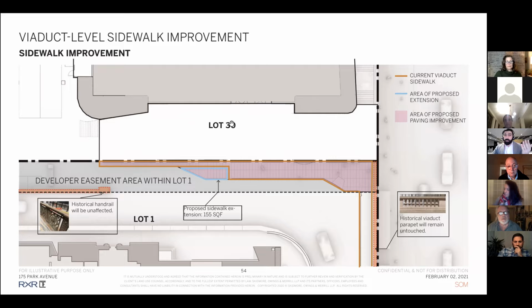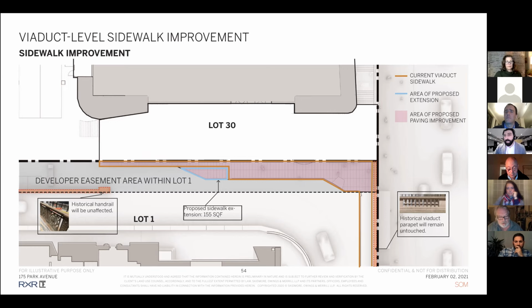There is a historical handrail that separates Lower Depew Place from the viaduct itself. That sits outside of Lot 1. So it sits outside of Lot 30. So it's outside of our project, our development area. So it will be unaffected. And similarly, the historical viaduct and its parapet are outside of our lot area. So those will remain unaffected as well.